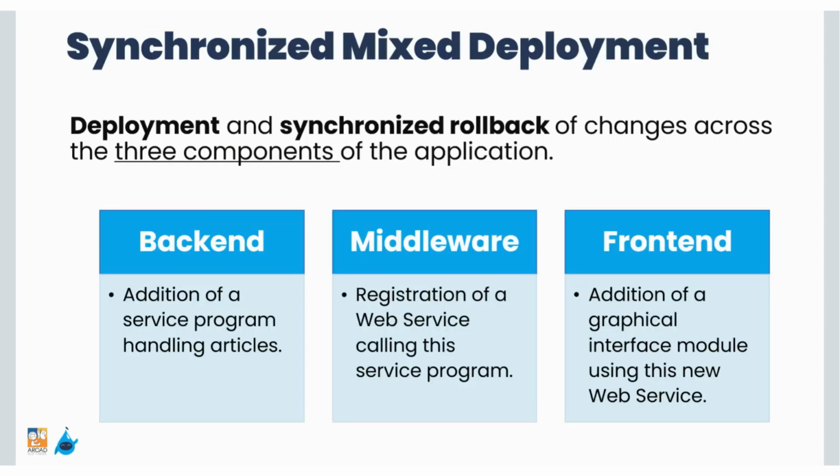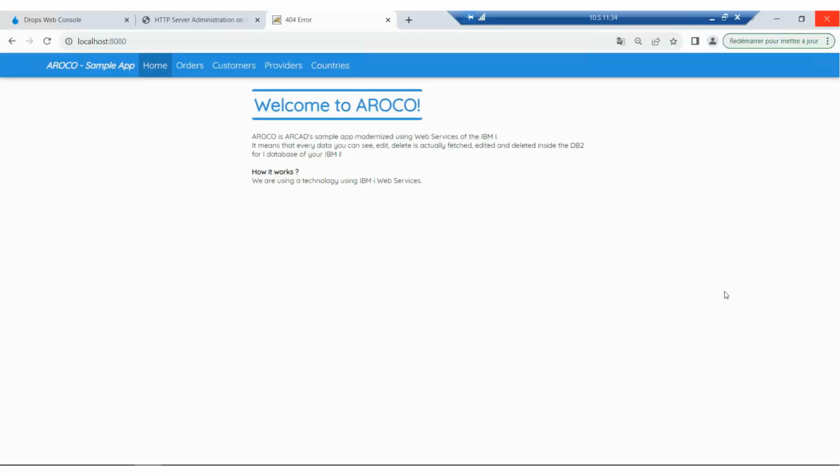In this scenario, we'll explore the synchronization of deployment and rollback for adding a new service program in the backend, exposing the corresponding web service in the middleware, and the associated changes in the frontend. Let's now move on to the demo of our use case.